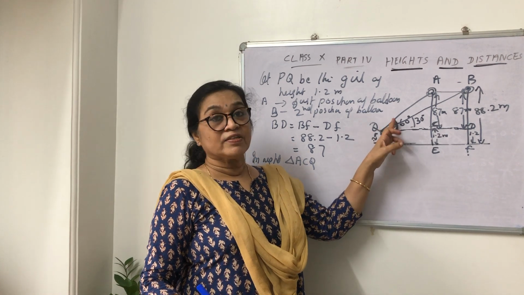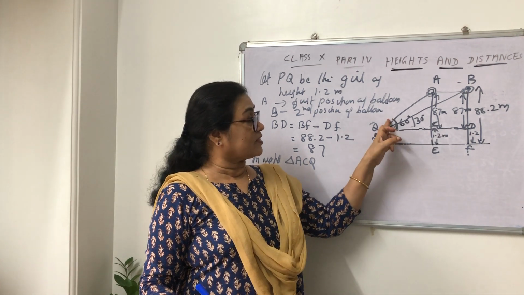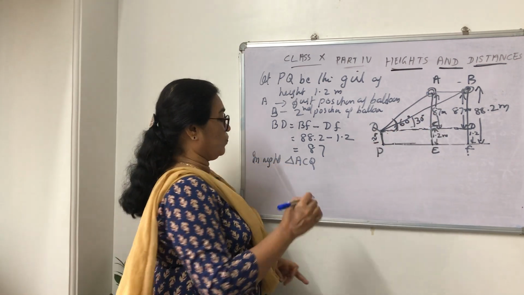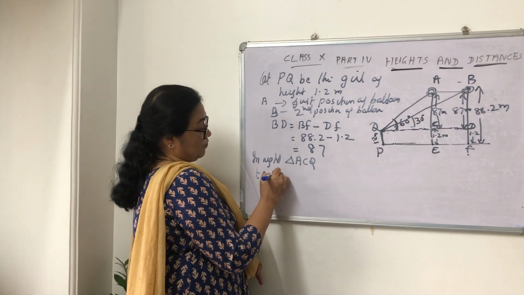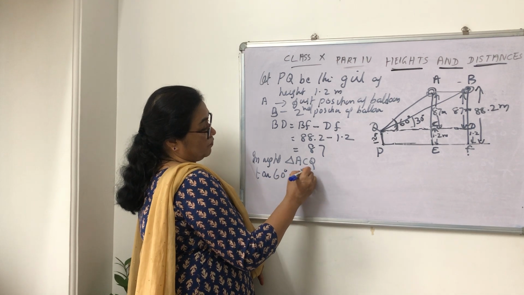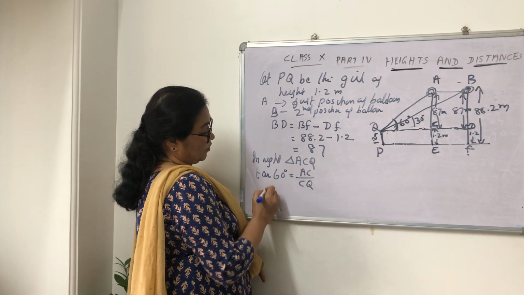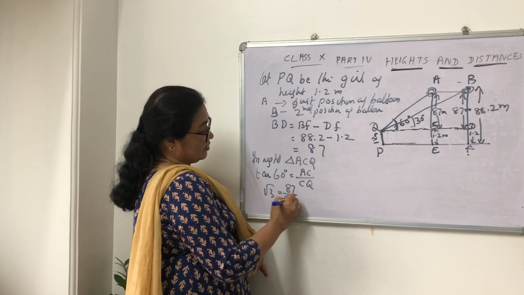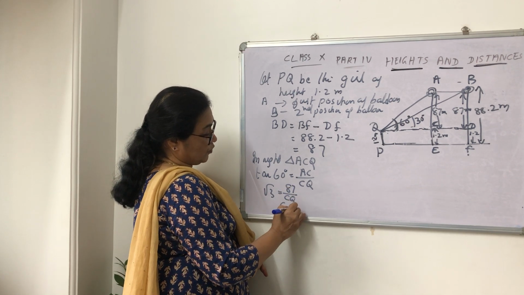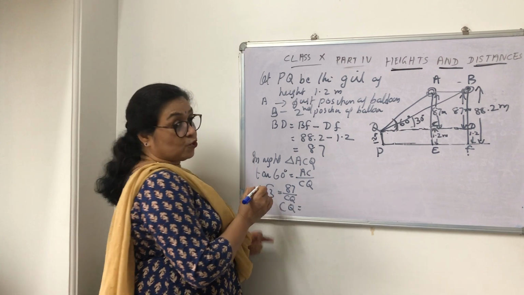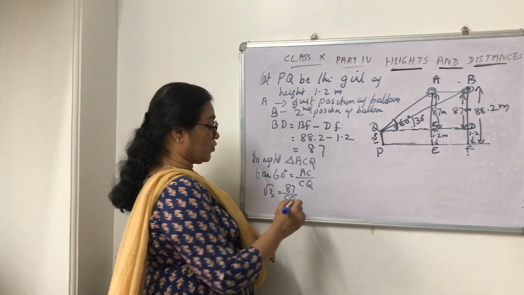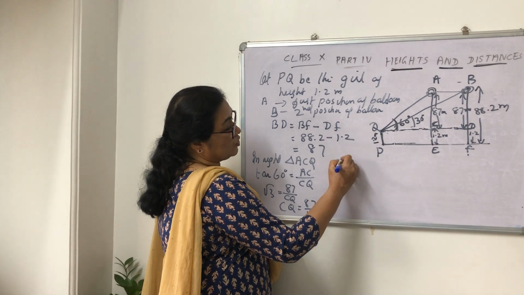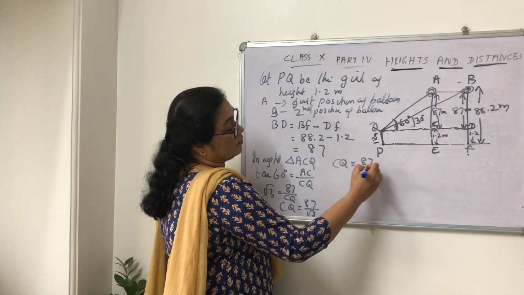this angle is given 60. So what is tan 60? Tan 60 is AC by CQ. This is root 3, AC is 87, CQ you don't know. Therefore CQ root 3 is 87, so CQ is equal to 87 by root 3.